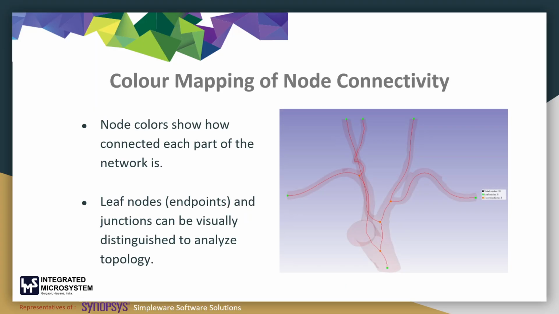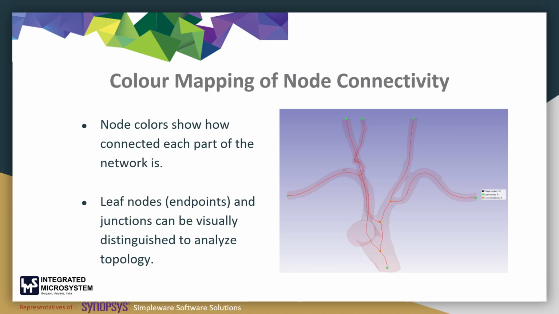Next, we'll look at how color mapping of node connectivity further enhances interpretation of the centerline structure. Following manual centerline cleanup, an excellent way to visualize, validate, and interpret the vascular network is through color mapping of node connectivity.